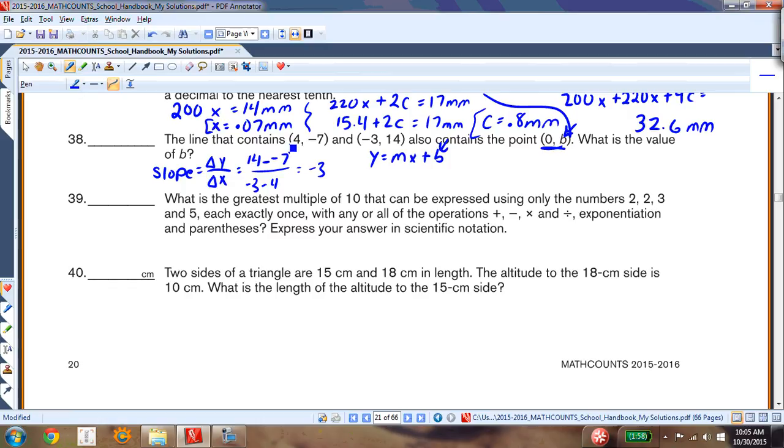So I'm just going to pick one of these. I'll pick this one and put in values for x and y. So I have -7 equals the slope, which is -3, times x, which is 4, plus b. And so I then find b is equal to 12 minus 7, or b is equal to 5. So the y-intercept for this line that goes through these 2 points is 5.